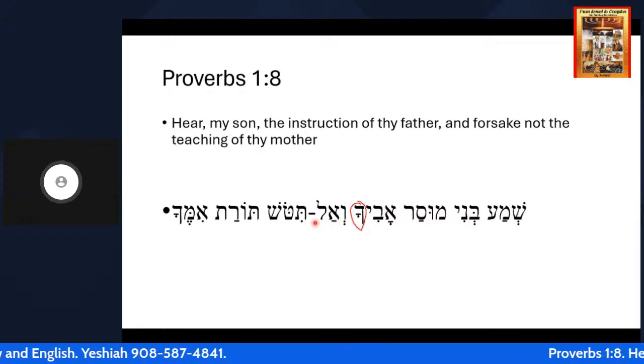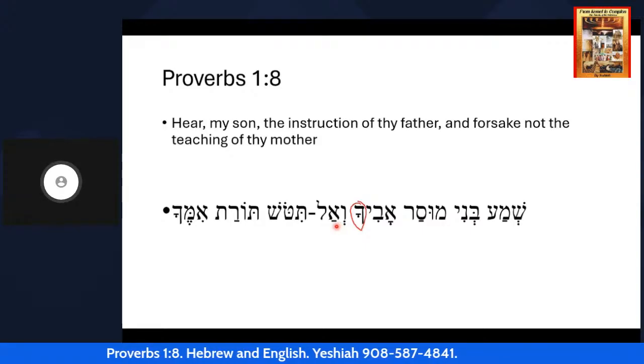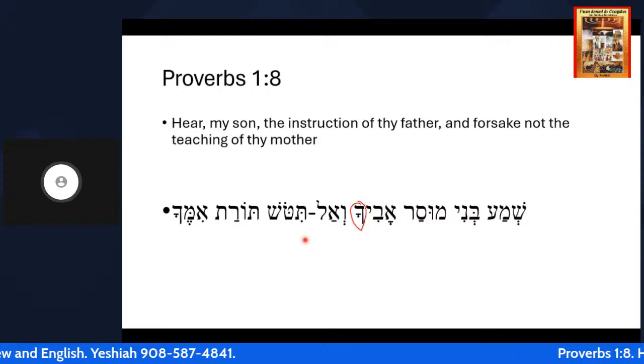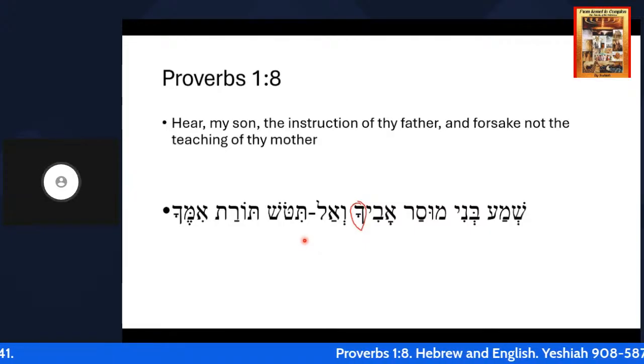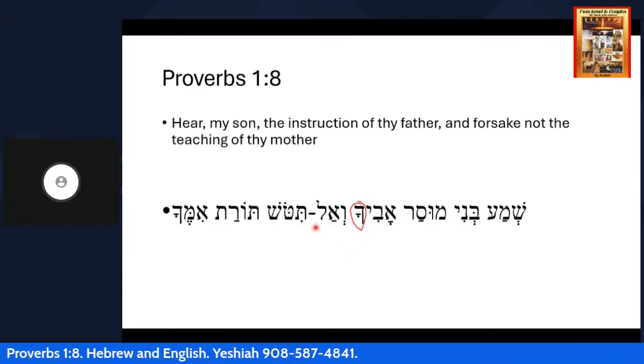This only works when you put this word with the future tense. You will not use al, meaning do not, for the past tense, or for the present tense. Only in the future tense would you say al tiga, do not touch. Lo tiga means you will not touch. Lo titosh means you will not forsake. Al titosh means do not forsake.